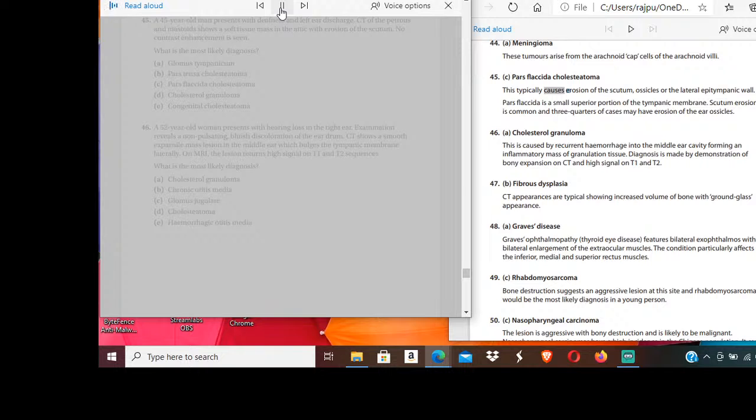A 45-year-old man presents with deafness and left ear discharge. CT of the petrous and mastoids shows a soft tissue mass in the attic with erosion of the scutum. No contrast enhancement is seen. What is the most likely diagnosis? A. Glomus tympanicum. B. Pars tensa cholesteatoma. C. Pars flaccida cholesteatoma. D. Cholesterol granuloma. E. Congenital cholesteatoma.